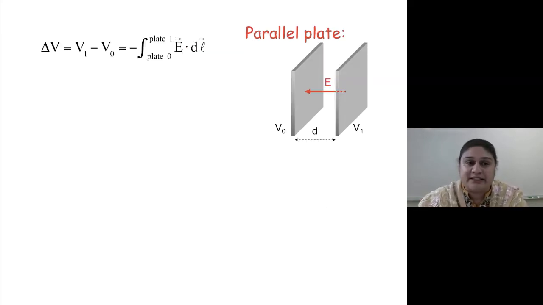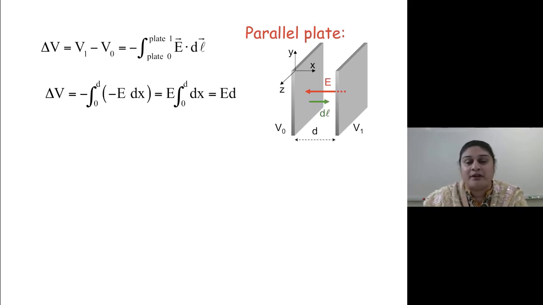For parallel plates, delta V will be V1 minus V0, which equals the integral of E dot dl, where dl is the small displacement between them and E is the electrical field. Now, if the E field is constant between the parallel plates, E can be pulled out of the integral, and the integration will be from 0 to d of dx, where dx is along the x-axis. Once you integrate, it becomes equal to d.